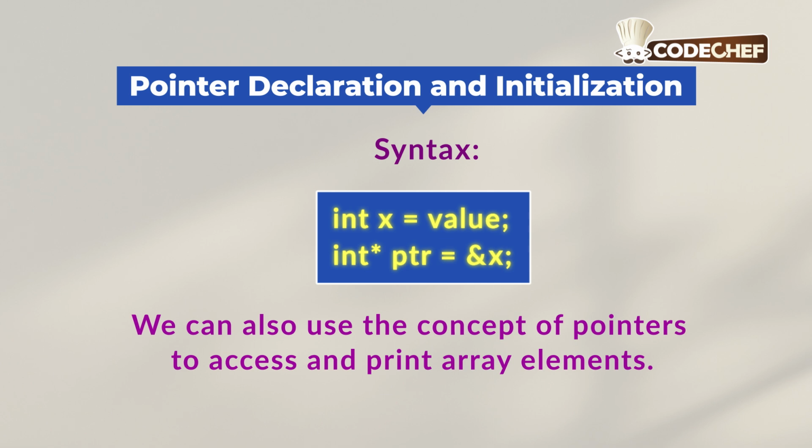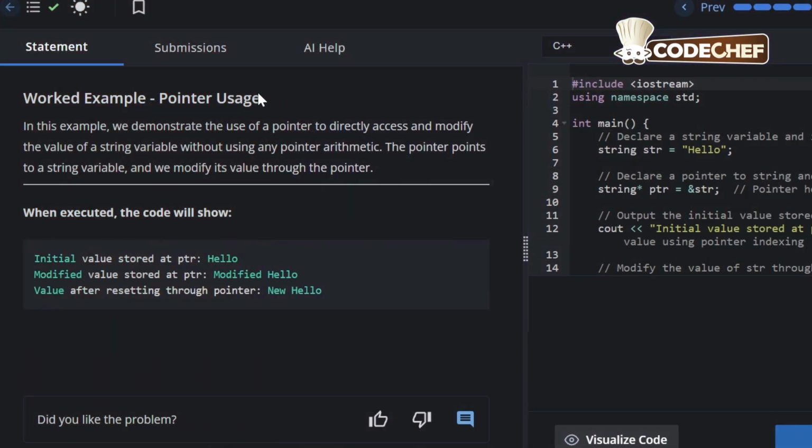We can also use the concept of pointers to access and print array elements. Now let us go to the CodeChef platform and see how to do this. The program objective is pointer usage and the expected output is: initial value stored at ptr: hello, modified value stored at ptr: modified hello, and value after resetting through pointer: new hello.